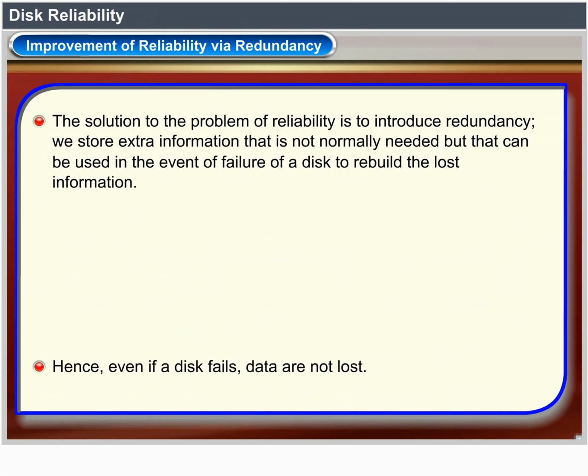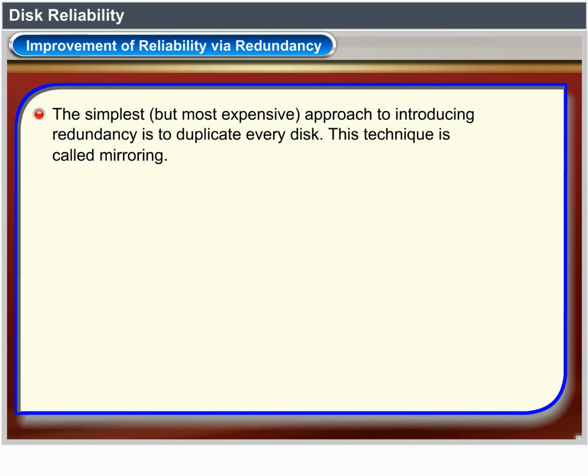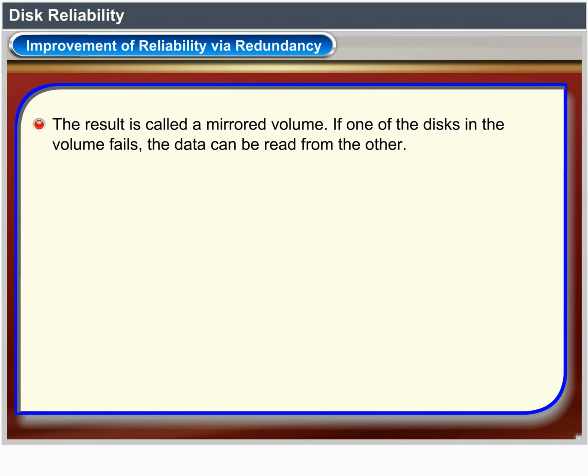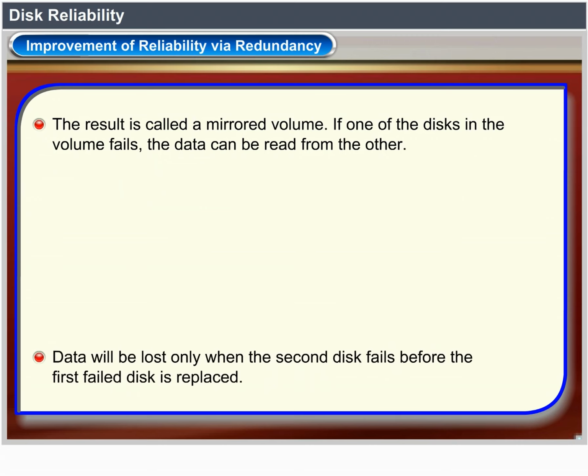The simplest but most expensive approach to introducing redundancy is to duplicate every disk. This technique is called mirroring. With mirroring, a logical disk consists of two physical disks, and every write is carried out on both disks. The result is called a mirrored volume. If one of the disks in the volume fails, the data can be read from the other. Data will be lost only if the second disk fails before the first failed disk is replaced.